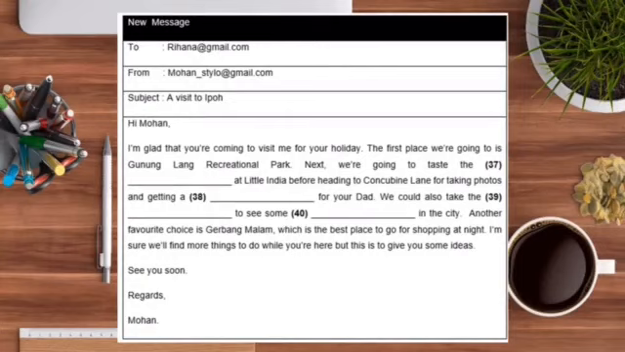Okay, for questions 37 until 40, you have to complete this email. You must remember, your answer should not be more than 3 words. It can be less than 3 words, but it should not exceed 3 words. If you write your answer with more than 3 words, it will not be accepted. You will not receive any marks.